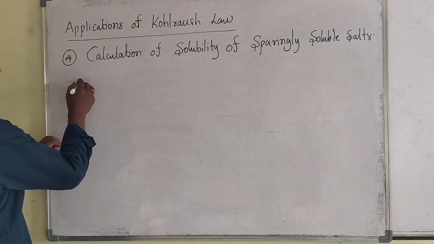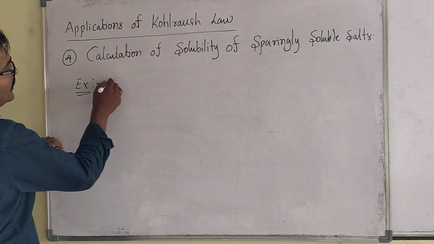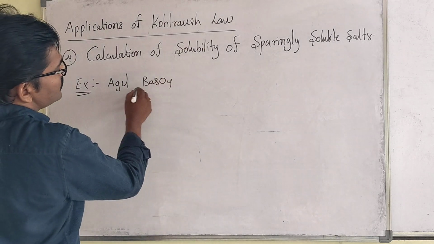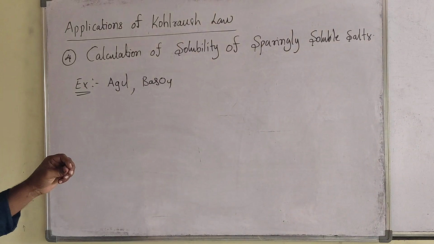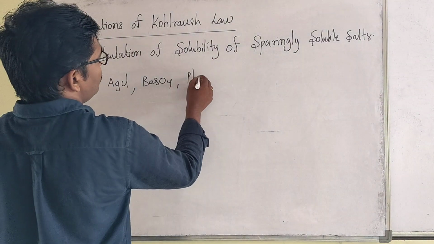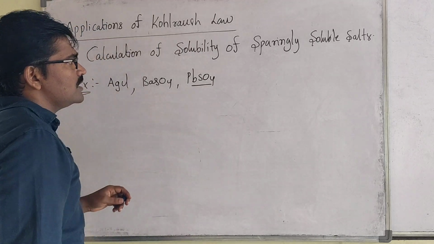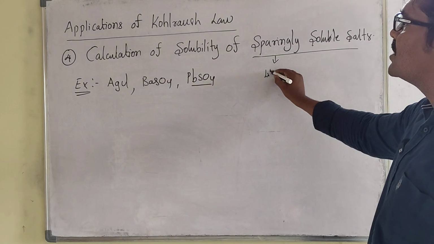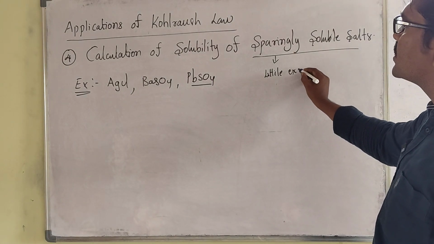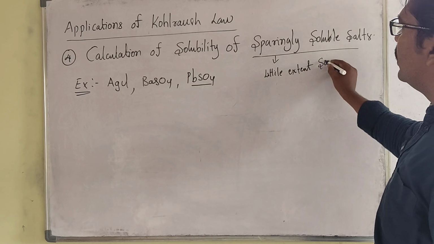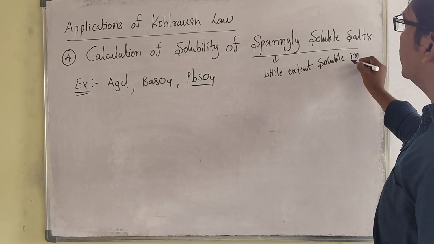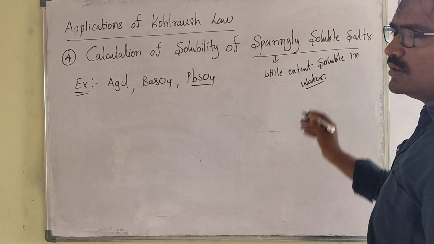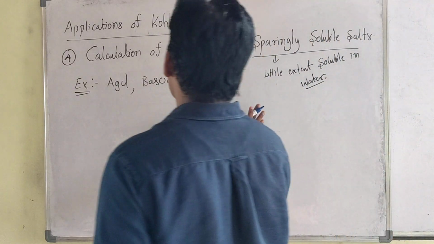Sir, for example, AgCl, BaSO4, barium sulfate, then lead sulfate, PbSO4. These are the sparingly soluble salts. Sparingly soluble salts means they are soluble in water to a little extent. Little extent soluble in water means not completely soluble. Just a less quantity will be soluble in it. Such type of salts.